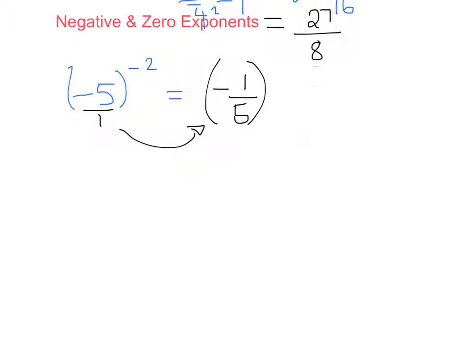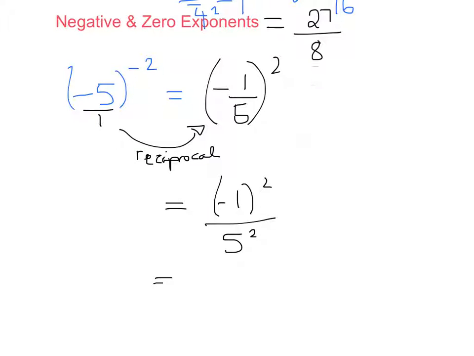That flipping process, this reciprocal, will change the exponent to a positive number. So instead of negative 2, it becomes positive 2. And that applies to the numerator and to the denominator. So the answer is going to be negative 1 times negative 1 is positive 1. 5 times 5 is 25. So the answer is 1 over 25. That's all you need to know for negative and zero exponents.